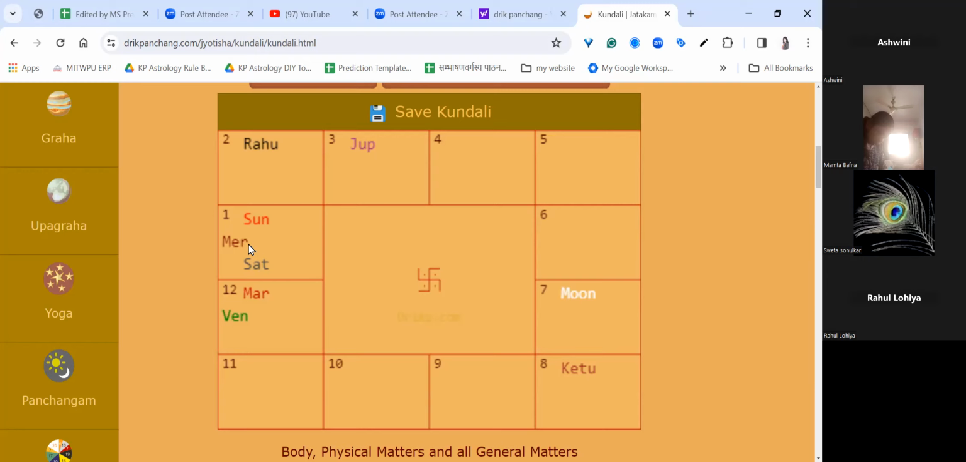So right now, don't bother much about this. Just understand that the Sun is just about to cross and enter into Pisces. Mercury is in the center of Aquarius, and Saturn is right in the beginning of Aquarius, and so on. Got it?